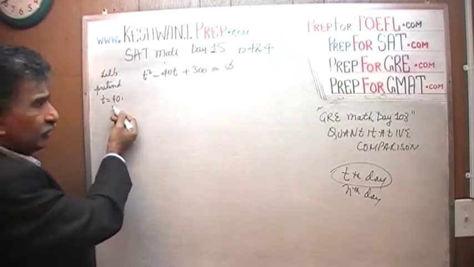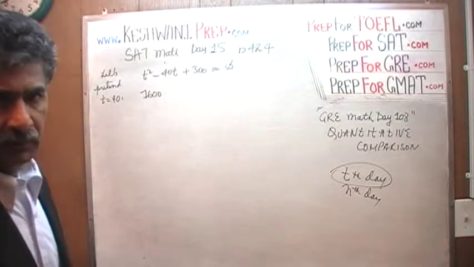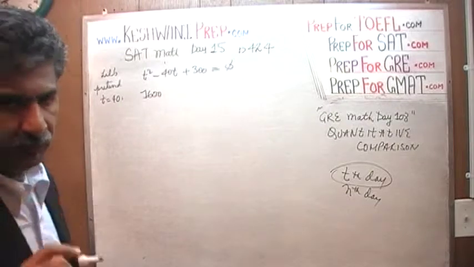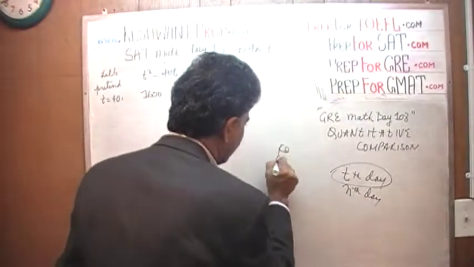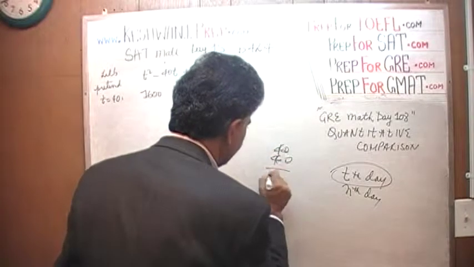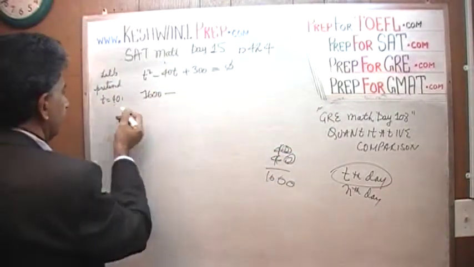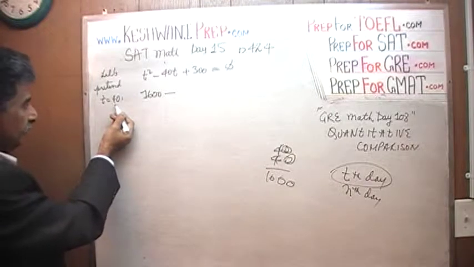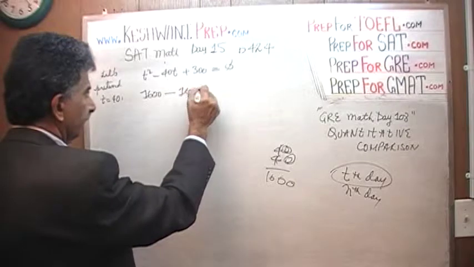You just have to know that t squared is 1600. 40 times 40 is the same as 4 times 4, and you stick 2 zeros at the end. 4 times 4 is 16, and then you've got 2 zeros here, so this is 1600. And then remember, this is 40 also. t is 40, so again we get 40 times 40, so it's another 1600.